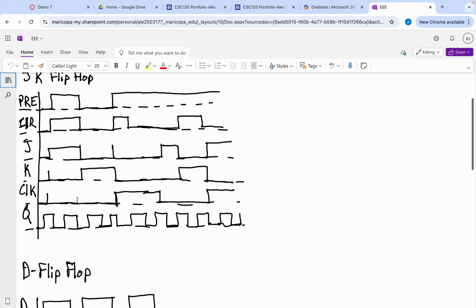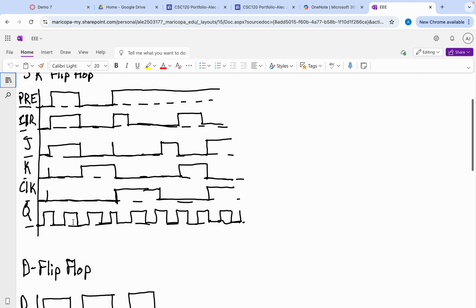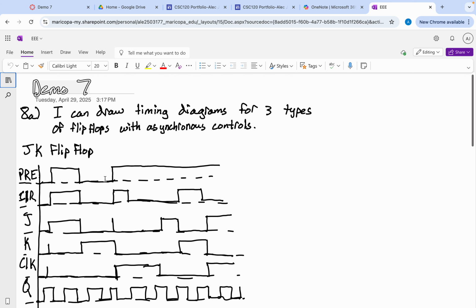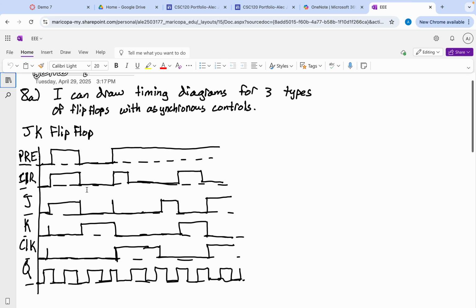For my Q output, which is my flip-flop output, when pre is 0, Q is set to 1 immediately. When clear is 0, Q is reset to 0 immediately. Otherwise, it changes on the clock rising edge based on J and K. So when J is 0, K is 0, there is no change. J is 0, K is 1, Q is 0. J is 1, K is 0, Q is 1. J is 1, K is 1, Q toggles. So that is my timing diagram for a JK flip-flop with asynchronous controls.